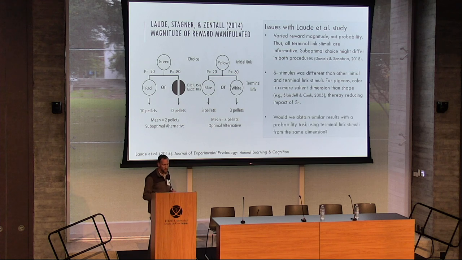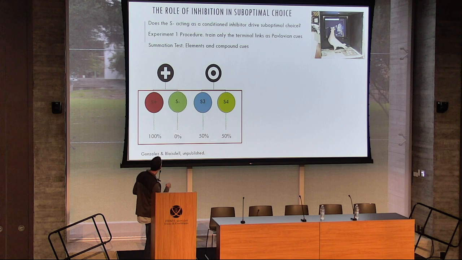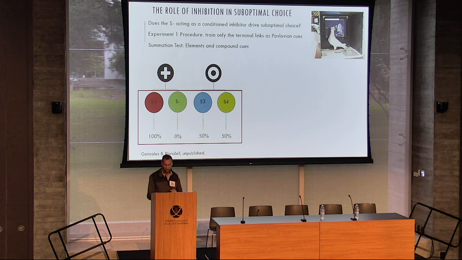So we designed an experiment that asked, would we get similar results if we used a probability matching task, which is the more commonly used one, and used terminal link stimuli that all came from the same dimension of visual features. So we're going to return to the Z protocol. For the first experiment, all we're going to do is train the terminal link stimuli as Pavlovian signals. So there are four types of trials: an S plus that is followed every time by food reward, an S minus never followed by food reward, and an S3 and an S4 that are half the time followed and half the time not followed by food reward.